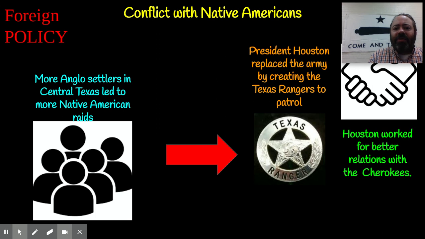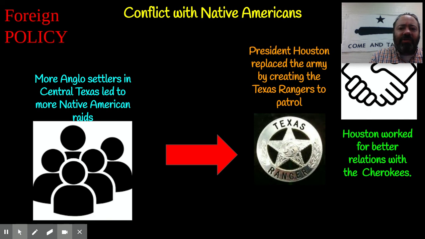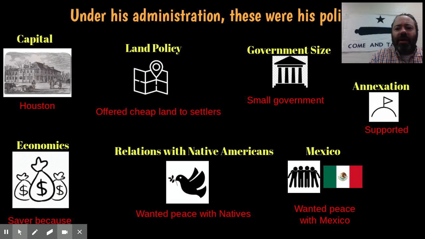What was the conflict with the Native Americans? More Anglo settlers in Central Texas led to more Native American raids. And the Native Americans didn't like that all these Anglos were there. President Houston replaced the Army by creating the Texas Rangers to patrol. But Houston's big thing was he wanted better relations with the Cherokees. He was friendly with them. Houston wanted peace, so he let the Army go and he replaced them with the Texas Rangers. That was his foreign policy.